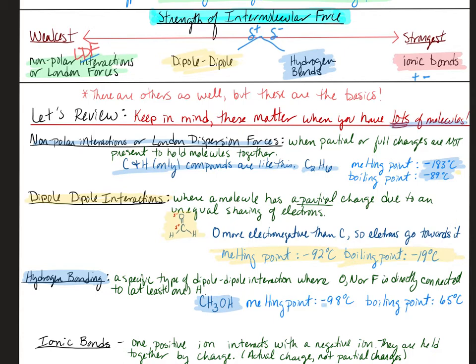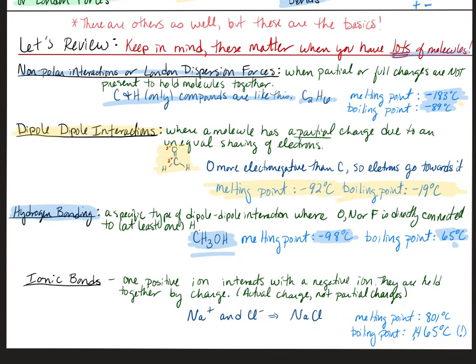Now, this melting point is kind of on the same order as what we just saw with the dipole-dipole interaction. But wow, what a difference the boiling point is here. Because this guy is now 65 degrees Celsius, which means that at room temperature, methanol is actually a liquid. Okay? So that makes a huge difference.